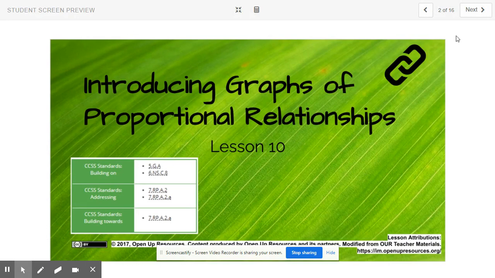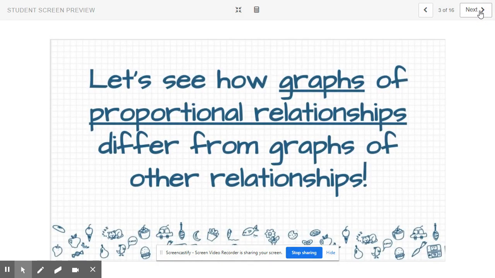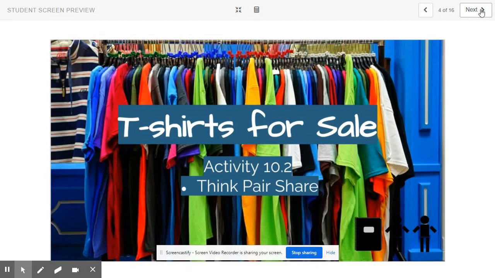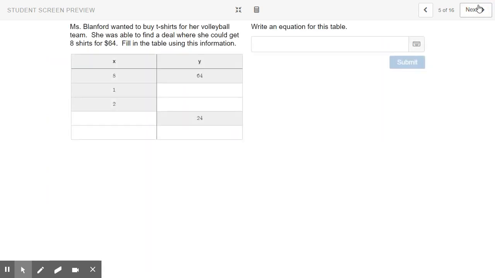And today, we're doing lesson 10. In lesson 10, we're starting graphing, and we are going to be looking at graphing and proportional relationships. The first activity we're going to be doing is called T-shirts for Sale. In this, I want to buy T-shirts for the volleyball team, and I was able to find a deal where you could get 8 shirts for $64.